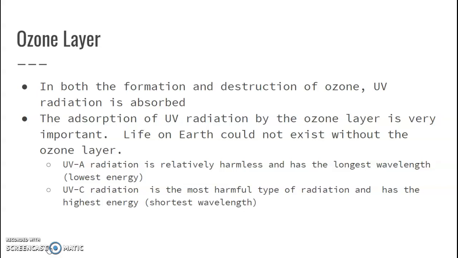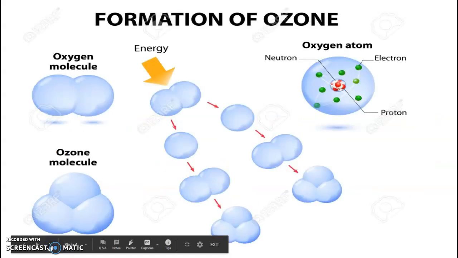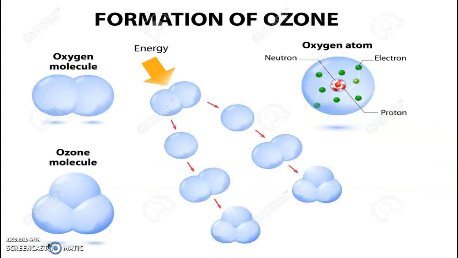So the UVA, which is all let through the ozone layer, is harmless, and it's got low energy, and therefore, from physics, it's got the longest wavelength. UVB, some of it's let through, some of it's not, but most of the UVC radiation, which is the most harmful type of radiation, the shortest wavelength with the highest energy, is absorbed by the ozone layer. So without it, we'd have some really bad side effects. We're going to talk about those in a little while.